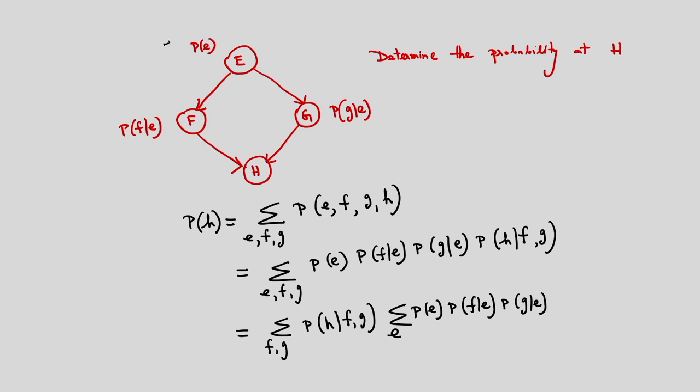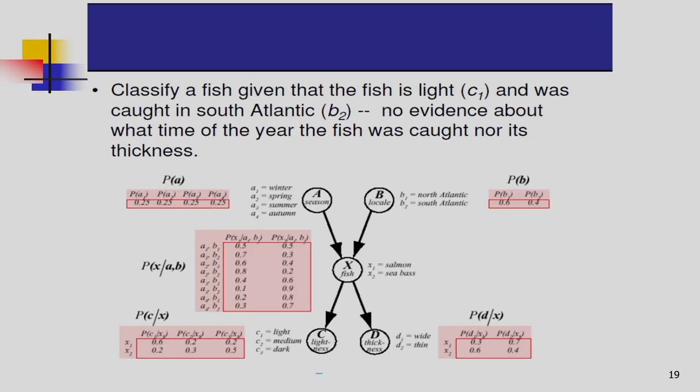So, already we have all the probabilities defined in the graph, and based on this we can determine the probability at H, the P(H) we can determine. So, this probability we can determine. Okay, this is about these two examples we are considering, how to determine the probability at a particular node. So, come to this classification problem.